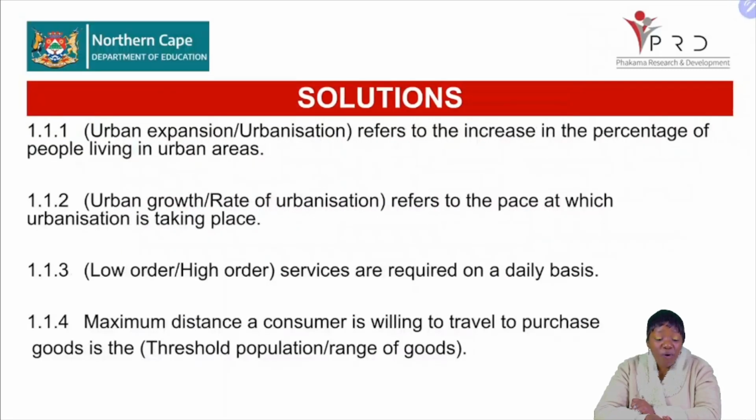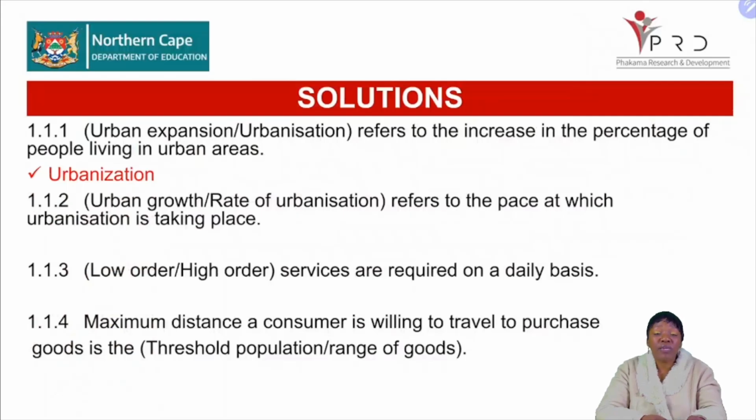I hope we're all ready for the corrections and we have written down your answers so that you can mark yourself as we are doing the corrections. The first question, your 1.1.1, whereby you are supposed to choose between urban expansion as well as urbanization. We're talking about the increase in the percentage of people who are living in the urban areas. So here we're talking about urbanization.